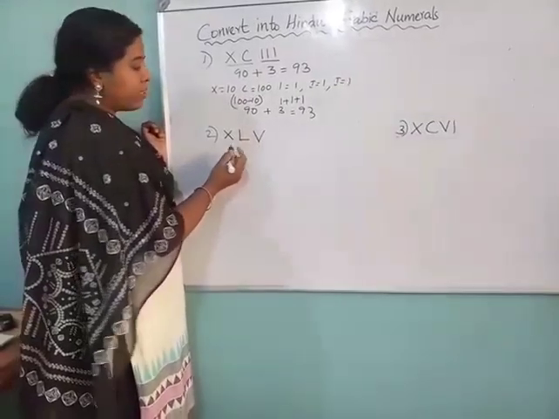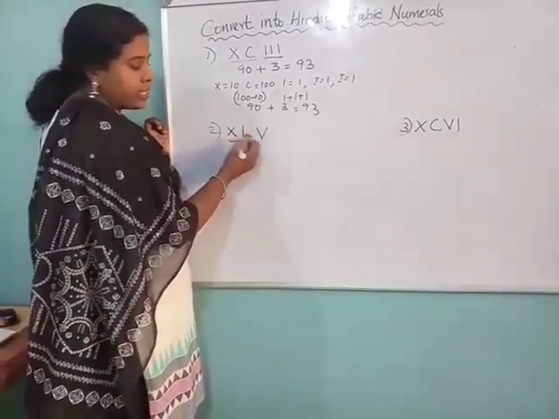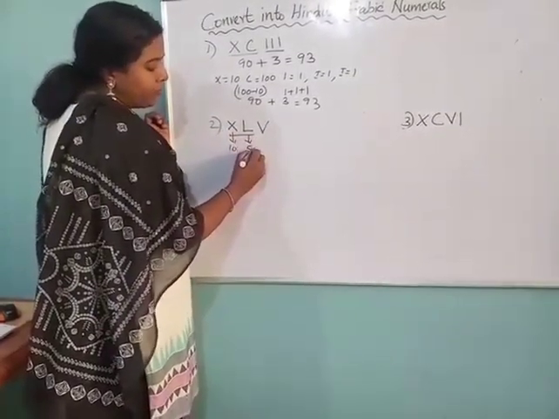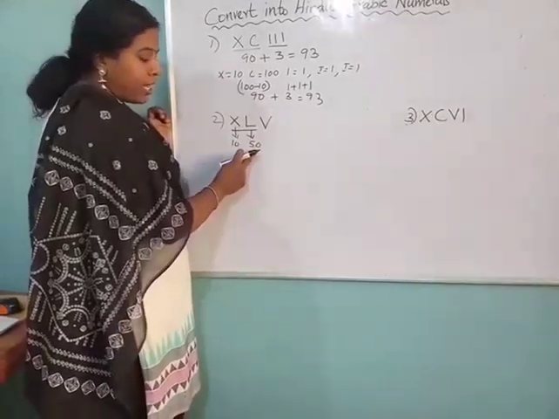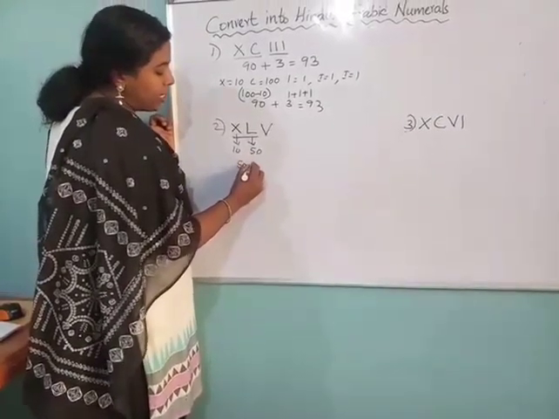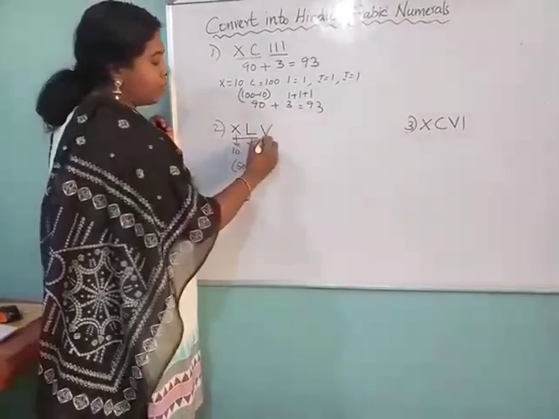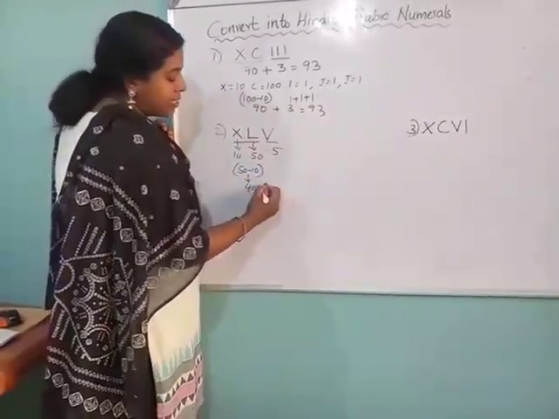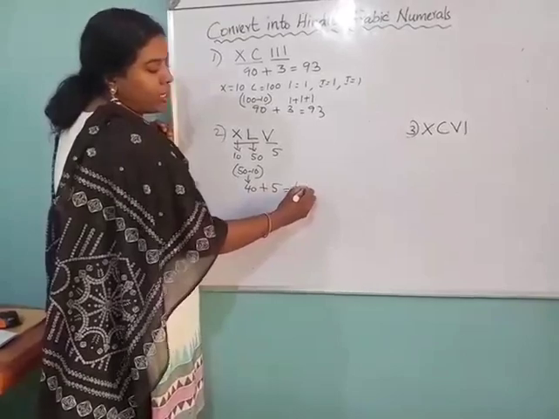Let's see another example. XLV. Here XL: the value of X is 10. Value of L is 50. So a smaller number comes before a greater number, on the left side. Left side means subtraction. So 50 minus 10, the value here will be 40. And the value of V is 5. Smaller number comes on the right hand side, so we should add it. So 40 plus 5, 45.